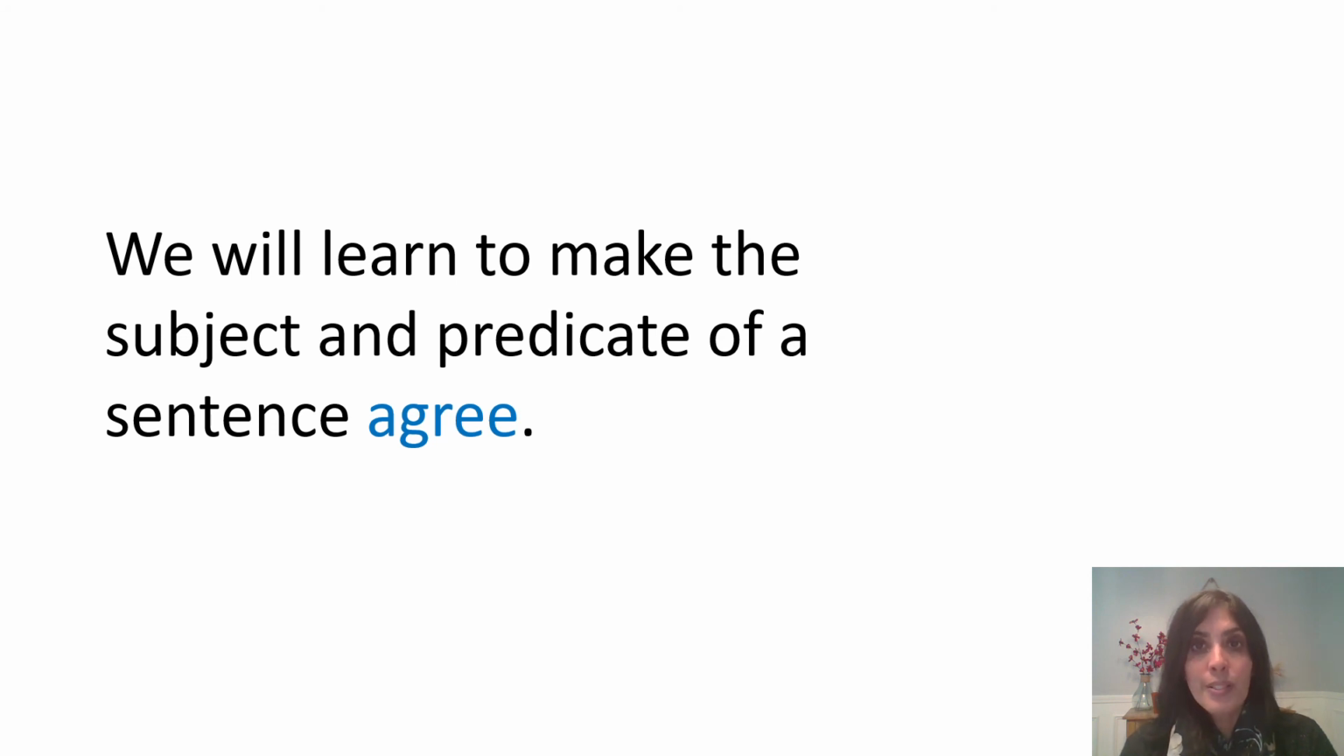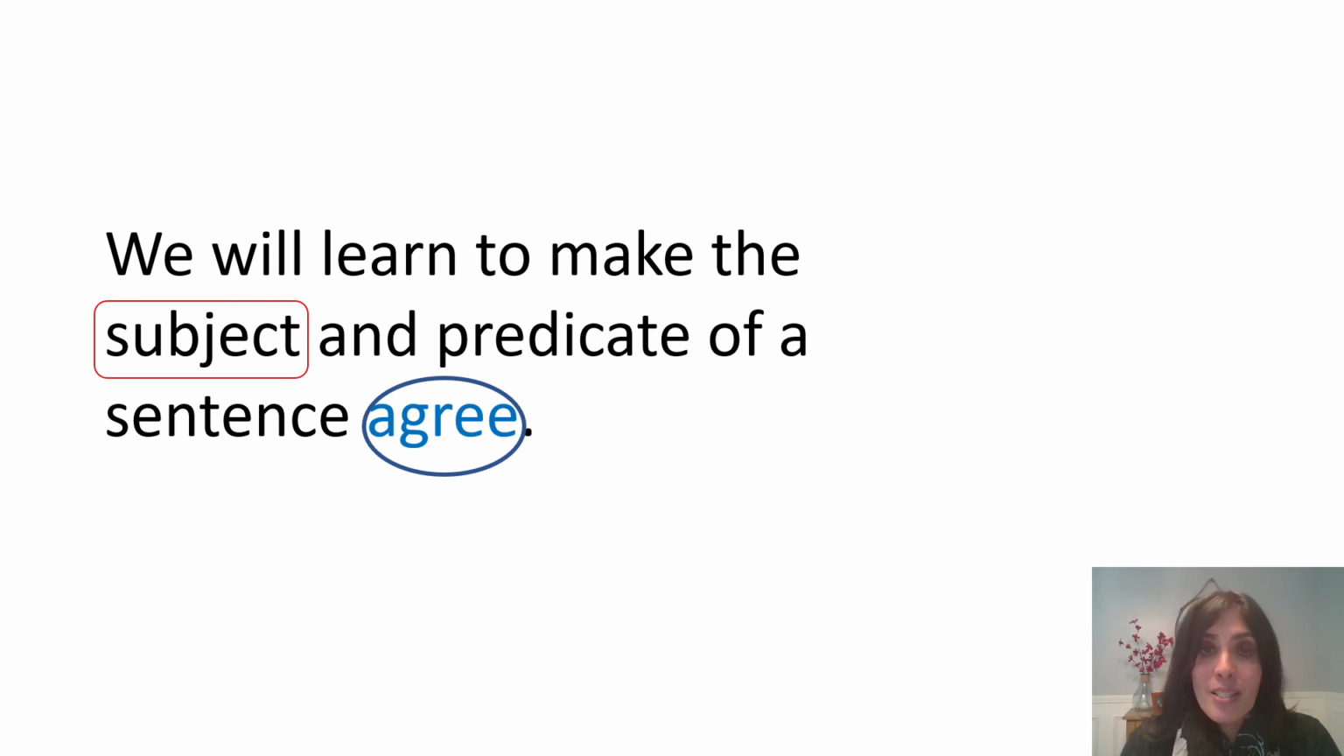Today we will learn to make the subject and predicate of a sentence agree. That word agree that I just circled right there means that we will make sure the subject and predicate match each other. Remember that the subject of a sentence tells whom or what the sentence is about, and the predicate tells what happens.